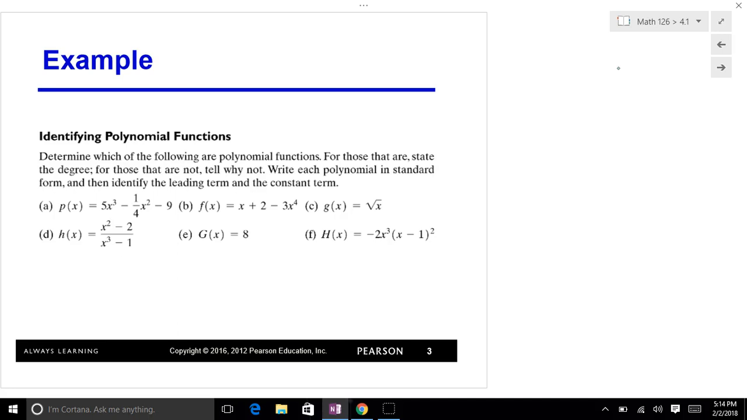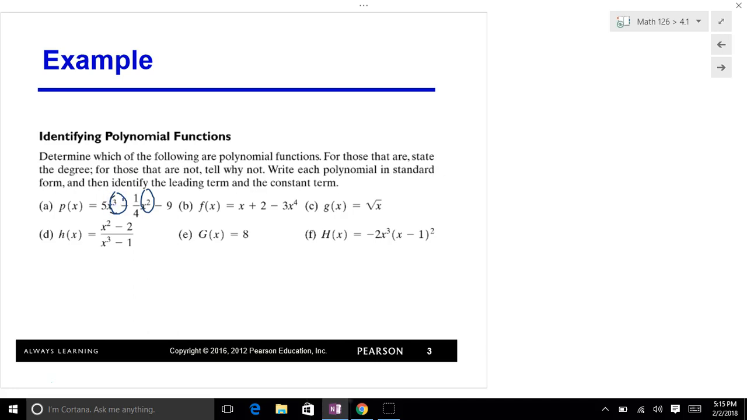Is it a polynomial function? Well, what you want to look at is, are these positive integers greater than or equal to 0? And it looks like all of them are, so no problems there. And your coefficients are all real numbers there. Okay, so this, yes, is a polynomial function, and it's of degree 3 there.